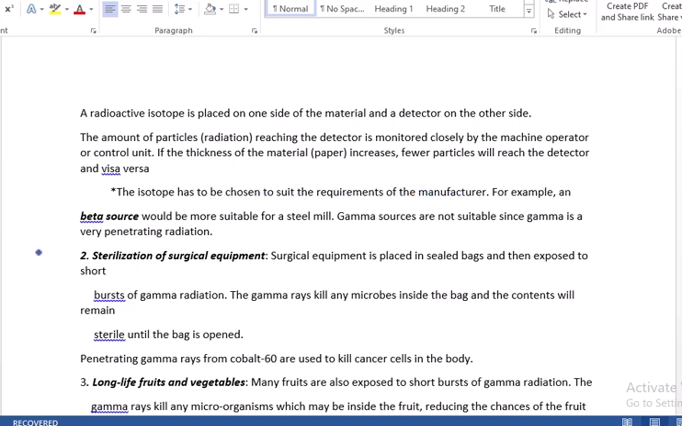For example, a beta source will be more suitable for a steel mill. Gamma sources are not suitable since gamma is very penetrating.